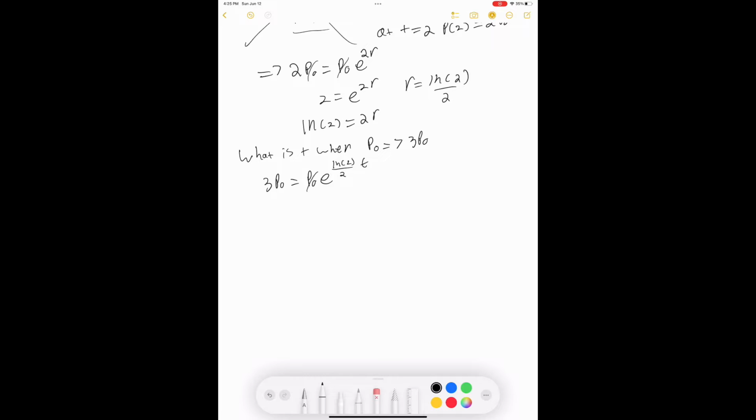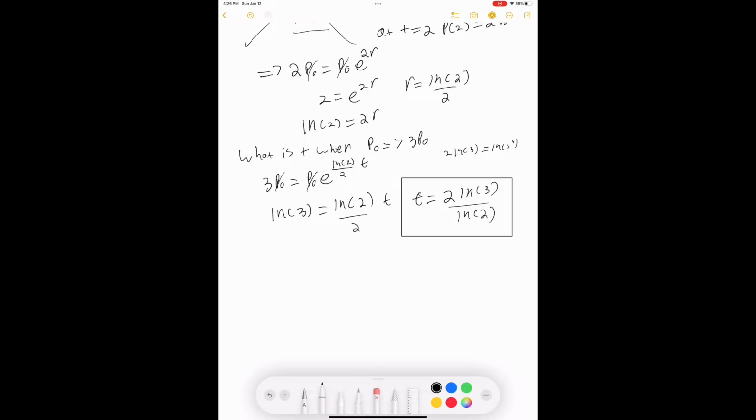So we can cancel out our P naughts again, do the same trick with the ln, giving us ln 3 equal to ln of 2 over 2 times t. We could pop that 1/2 ln 2 to the other side, giving us what our time is. So that's definitely a more roundabout way of getting pretty close to 3 anyway, but that's actually how you're going to want to go about solving this question.